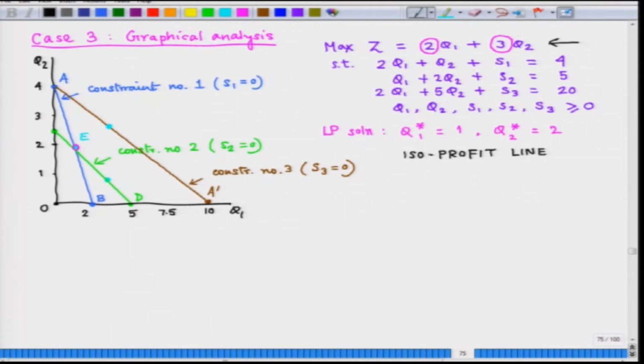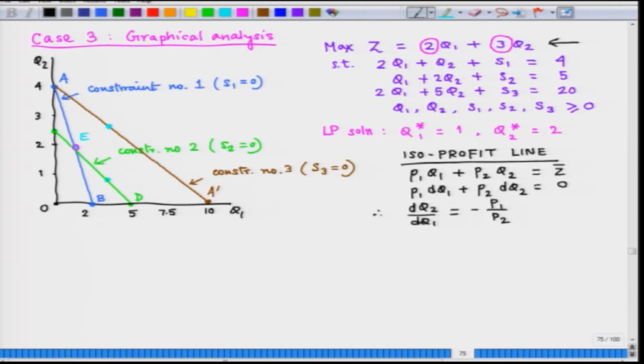Okay. So, when we talk about iso profit line, let us write the profit expression in general terms. So, let me write C1. The way we are writing our iso profit line expression, we do not assume any specific value of net unit profit P1 and P2. So, how to compute the slope of this iso profit line?